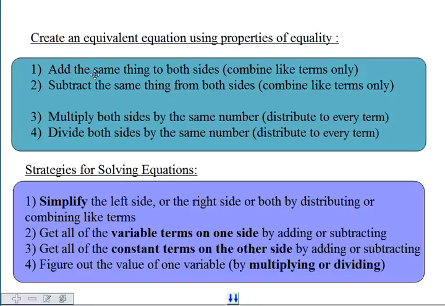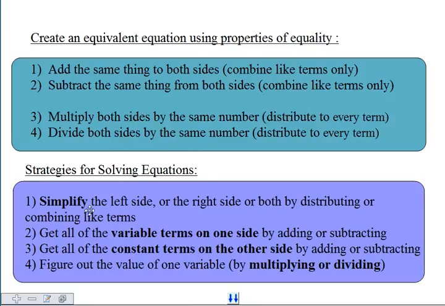We can add the same thing to both sides. We can subtract the same thing from both sides. In both of those cases, we're just combining like terms. We can multiply both sides by the same number, and we can divide both sides by the same number. In both of those cases, multiplying and dividing both sides involves the distributive property, which means we have to multiply everything or divide everything on that side by the number.